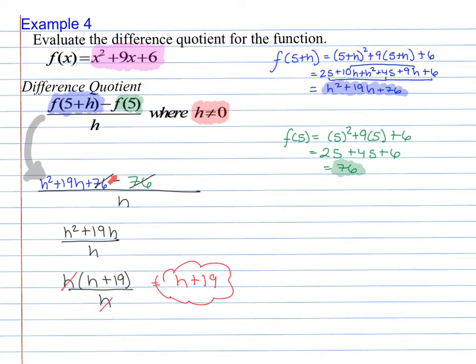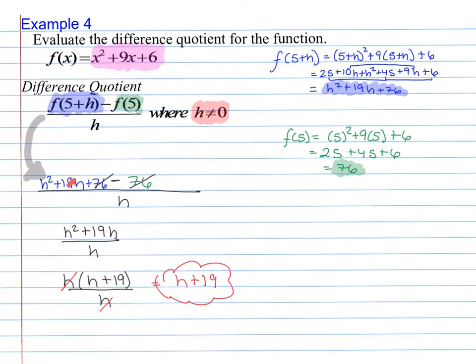Again, this difference is part of the formula. This h is part of the formula. From my first part, the f of 5 plus h, this is what I got. So that was substituted in the first part. The f of 5, I got 76. So now it's going to be minus the 76 because of the formula.